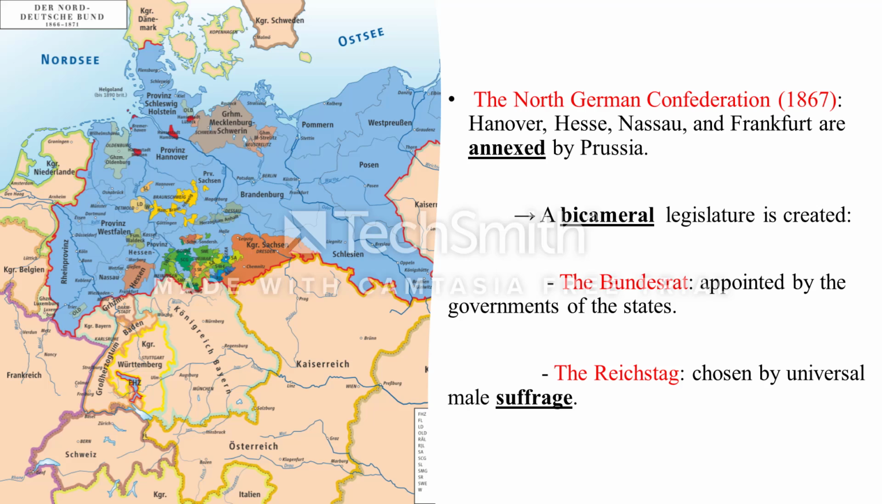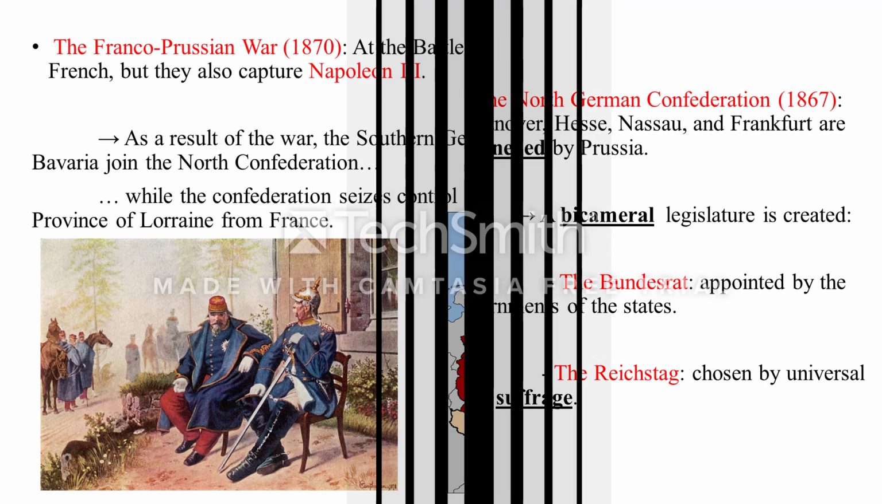Next, in 1867, Hanover, Hesse, Nassau, and Frankfurt are annexed by Prussia. This is known as the North German Confederation of 1867. A bicameral legislature is created: the Bundesrat, appointed by the government of the states, and the Reichstag, chosen by universal male suffrage.